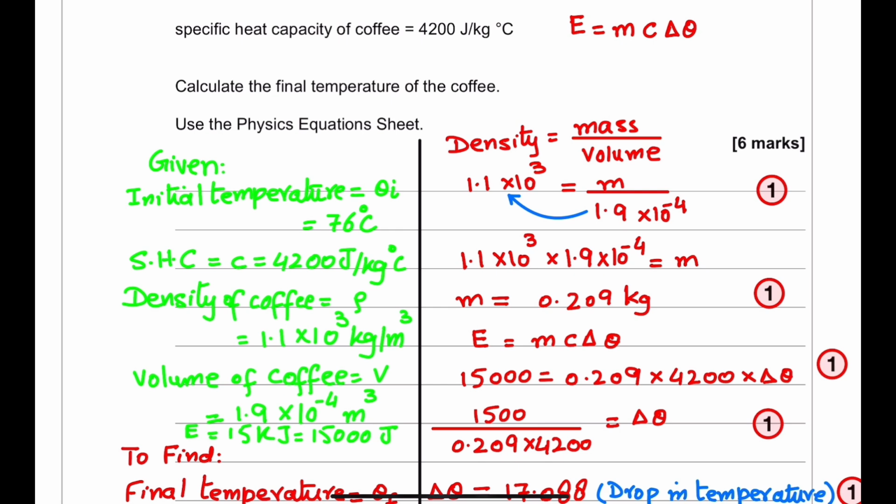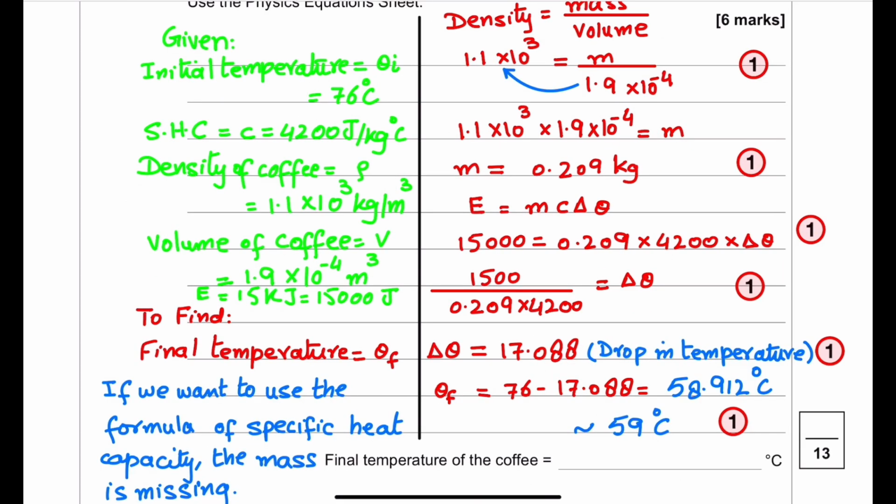Now we will use the formula for specific heat capacity, and the formula is energy is equal to mass times specific heat capacity times the change in temperature. We will substitute all the values, the energy, mass, specific heat capacity. These two values will go on the other side and they will divide, and we will find the change in temperature. The change in temperature is 17.088, which is actually the drop in temperature.